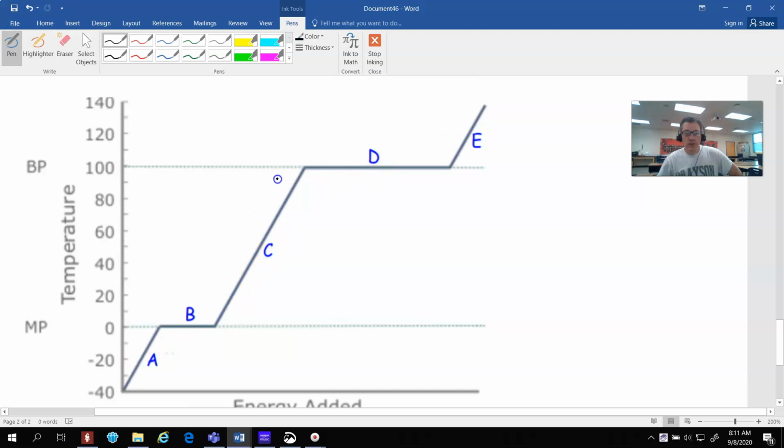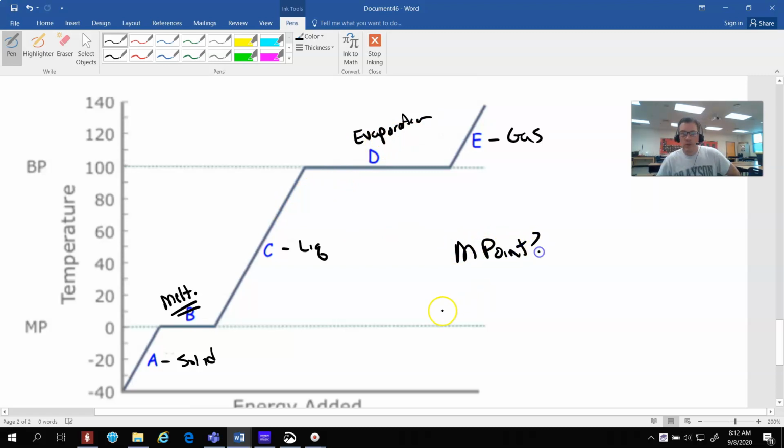We got up, over, up, over, up. So our temperature is on the y-axis. So again, this is our hottest and this is our coldest. So A is going to be our solid. C is when it's purely liquid. E is when it's all gas. So B is going to be a combination of solid and liquid. And if we've got solid turning into liquid, then this is melting. D is going to be a combination of liquid and gas, which means that we've got evaporation. A couple of other things we can figure out from this graph is what is the melting point and what is the boiling point.